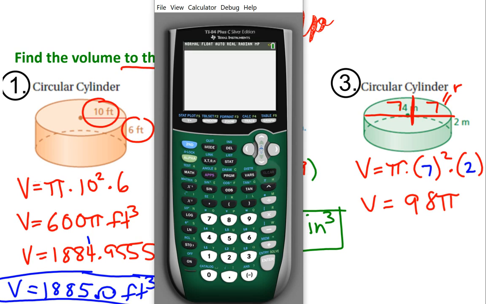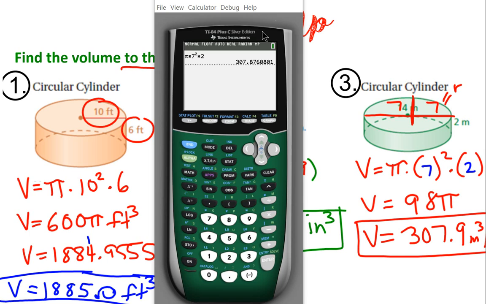Now if you wanted to on your calculator, you could type pi times 7 squared times 2 all at one time, and you could totally skip this step right here. I like to leave that step in because sometimes I don't read the directions very carefully, and if it says to leave your answer in terms of pi and you don't, you're going to lose points. So I kind of cover all bases here. So rounding to the nearest tenth is 307.9 meters cubed.